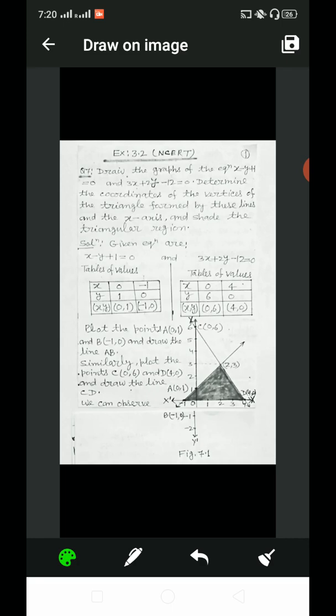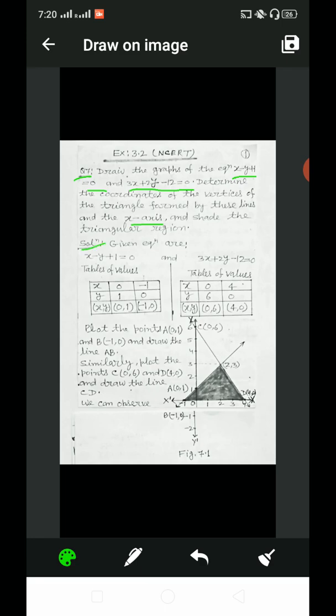we solve one more question of exercise 3.2 from NCERT. Question number 7. Draw the graphs of equations x minus y plus 1 equal to 0 and 3x plus 2y minus 12 equal to 0. Determine the coordinates of the vertices of the triangle formed by these lines and the x-axis and shade the triangular region.